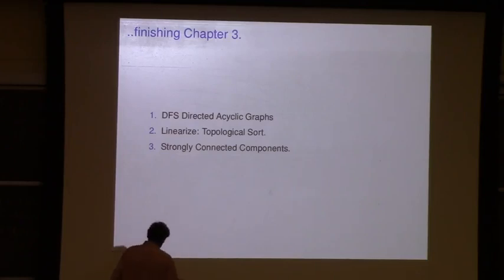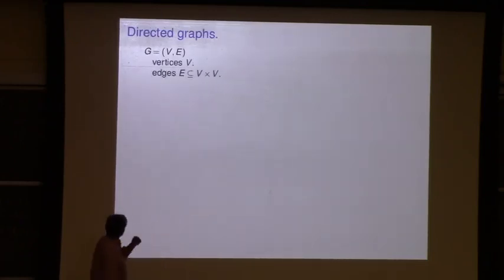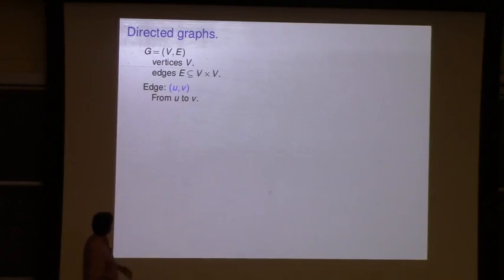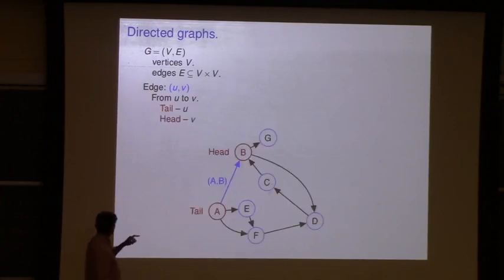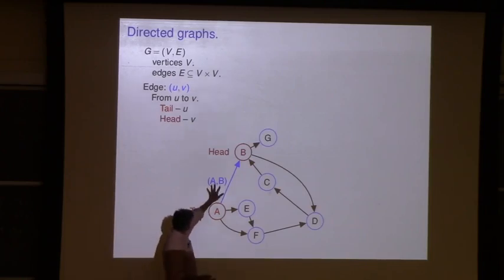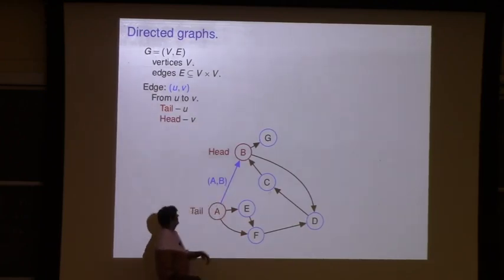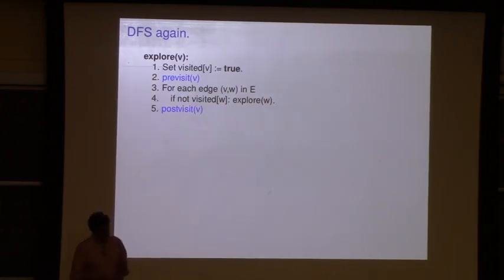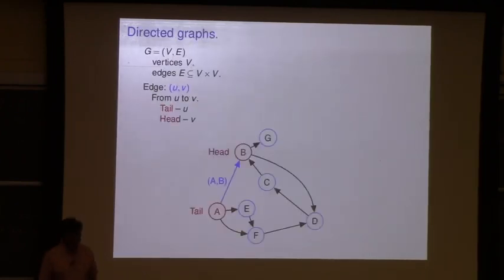Okay, so we have graphs. Their edges. Here you have a tail, you have a head, right? It points from, for this edge, A to B. An edge, again, is a pair of vertices. And in directed graphs, the edge goes from the tail to the head. Okay? We saw depth first search. Any questions? That's okay? Okay.